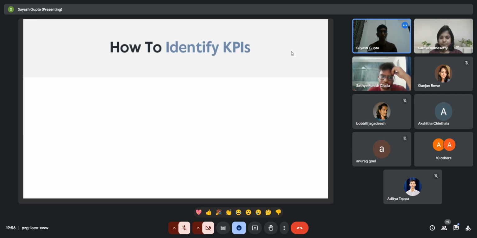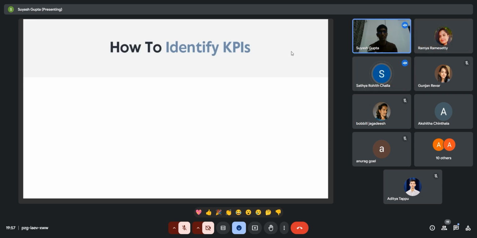Anyone else? And it helps to track the performance towards the specific goals, which should move us in the right direction. Yes, it does help us, but how should we identify them? Right?